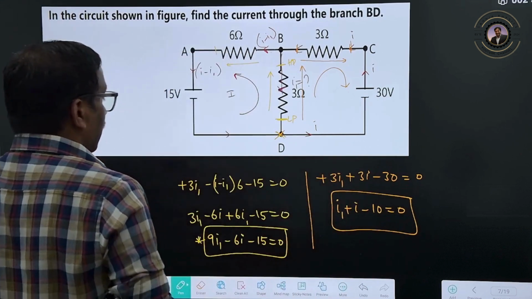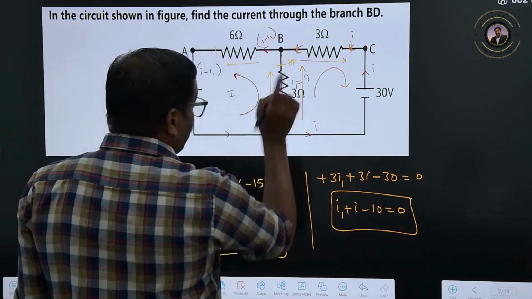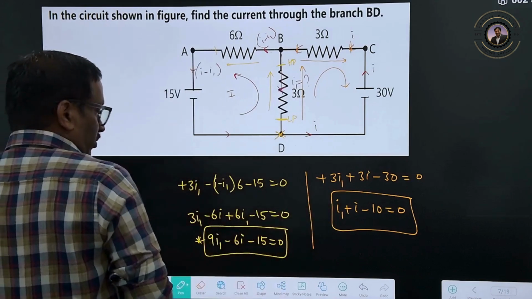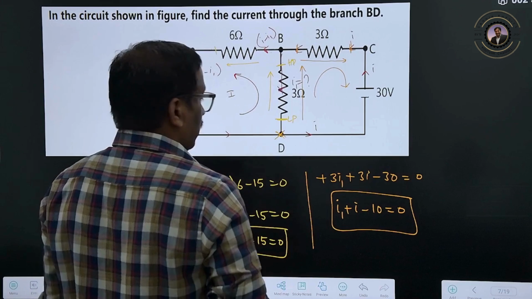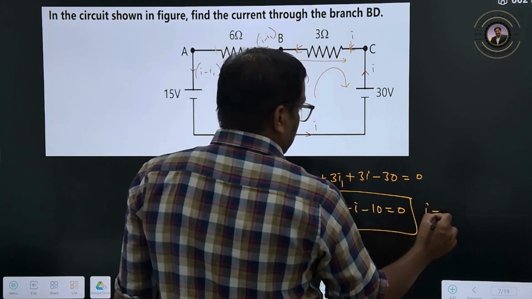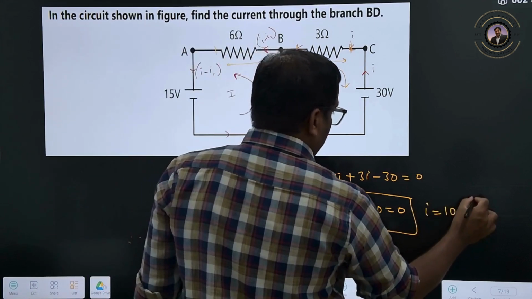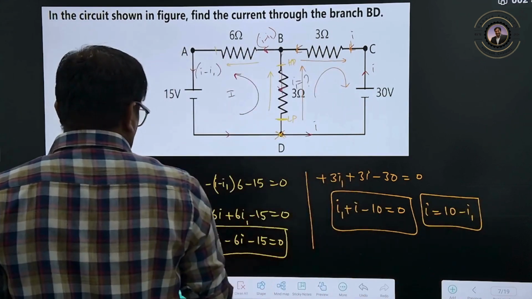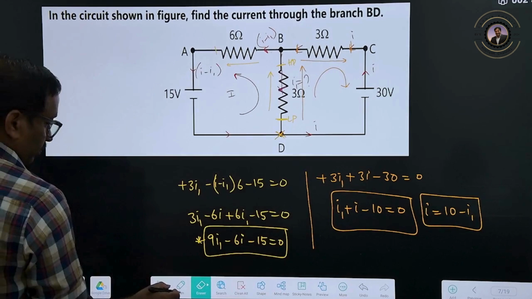So what do I want to calculate? I want to calculate I1 only, so I should eliminate the other current now. Clear? Therefore here I2 can be written as 10 minus I1. So substitute here now. What can you get?